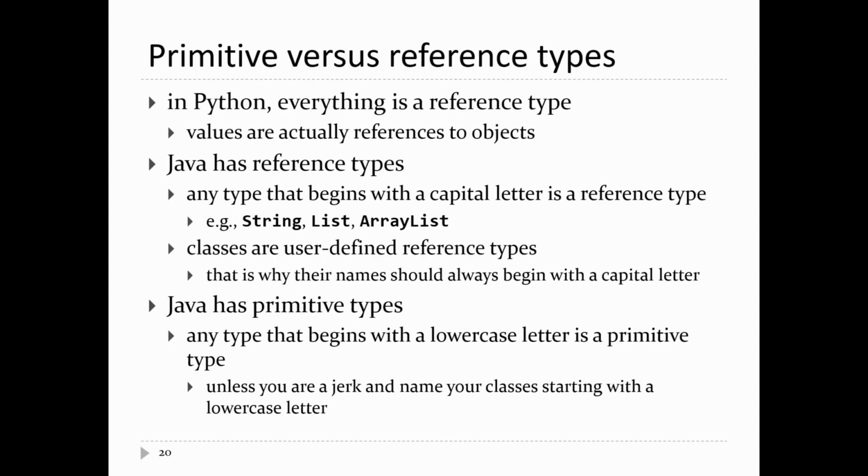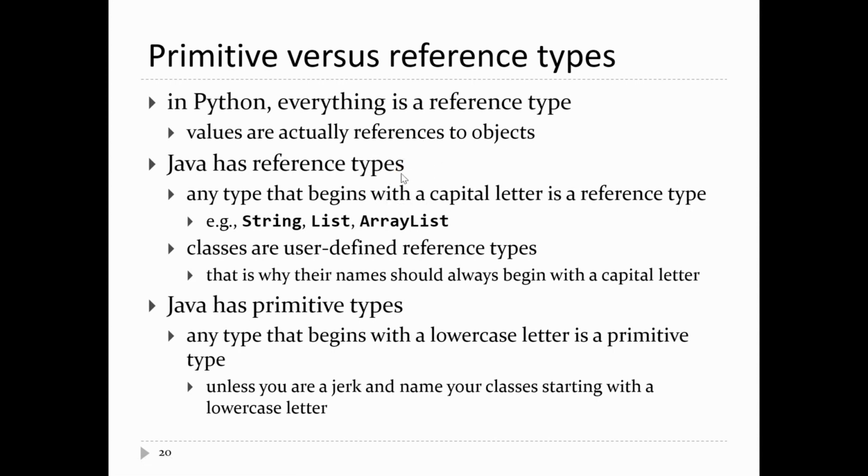All right, so in Python, hopefully you learned this in 121. Everything is what's called a reference type. In Python, all values are actually references to objects. Did they explain what a reference is to you in Python? Yes? No? I'm guessing no. Okay, I'll explain what that is in just a minute. In Python, everything's a reference whether you know it or not.